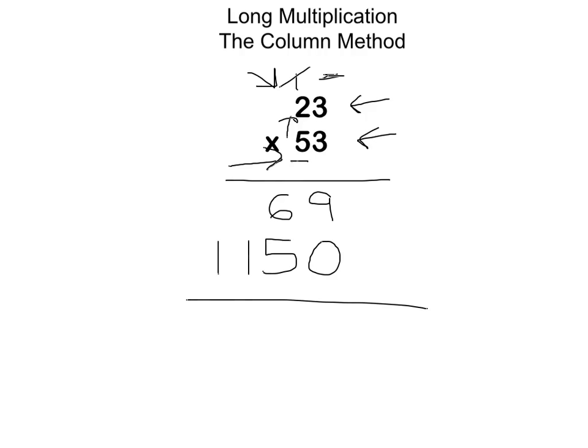We are now finished with the multiplication part of this question. The rest is very simple. You simply take the two answers that you had and you add them together. In this example, we have 9 plus 0 is 9. Then we have 6 plus 5, which is 11.